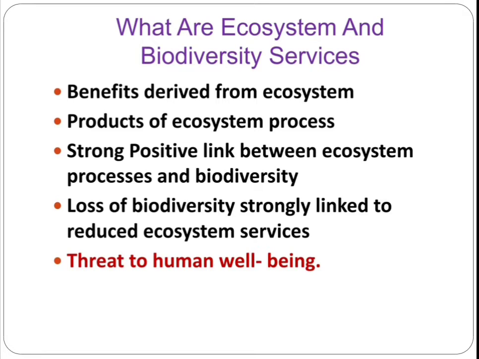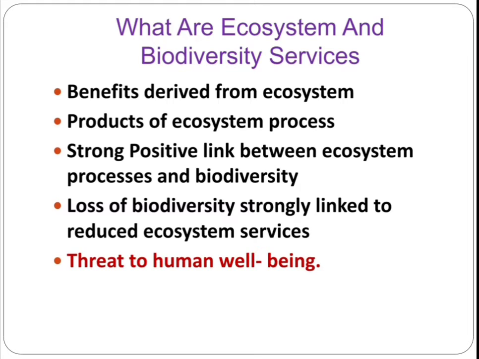Then, products of ecosystem processes. An ecosystem gives a number of products, for example nutrients, food material, and other important constituents that play an important role. Then there is a strong positive link between ecosystem processes and biodiversity, because a normal ecosystem gives ecological balance, which means sustainable development of biodiversity. So the link between ecosystem processes and biodiversity is strongly positive.